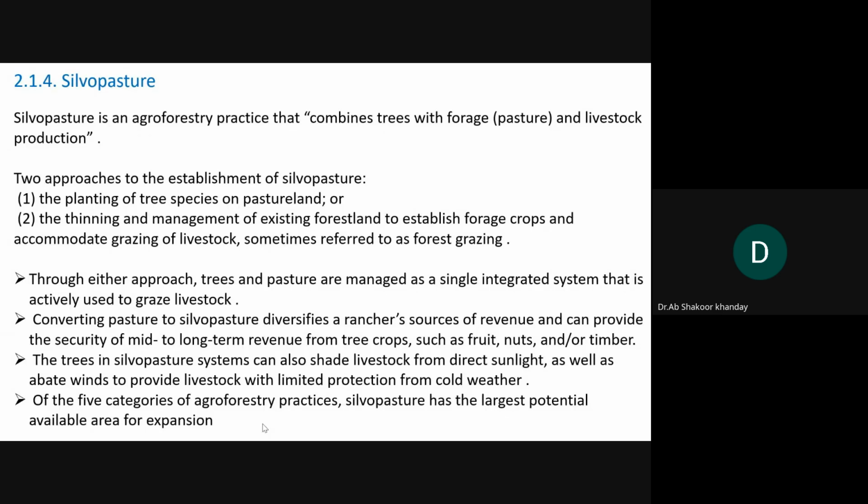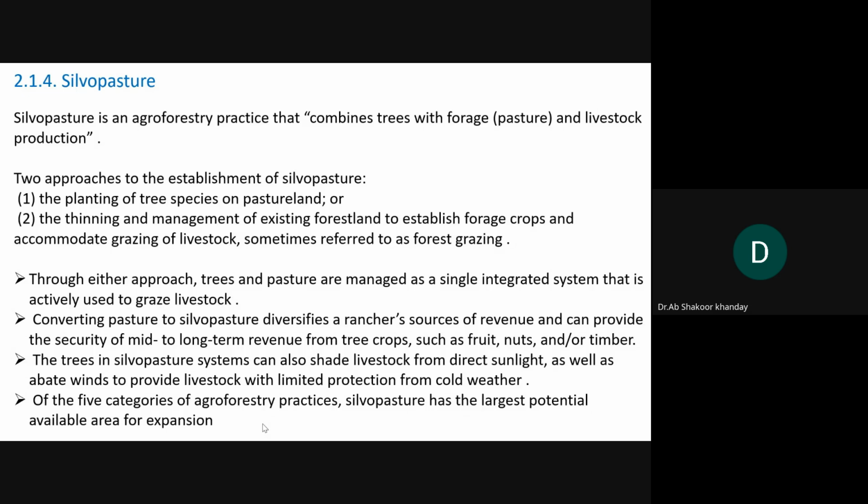Converting pasture to silvopasture diversifies a rancher's sources of revenue and can provide the security of mid to long-term revenue from tree crops such as fruit, nuts, and timber. The trees in silvopasture systems can also shade livestock from direct sunlight, as well as provide livestock with protection from cold weather. Of the five categories of agroforestry practices, silvopasture has the largest potential available area for expansion.